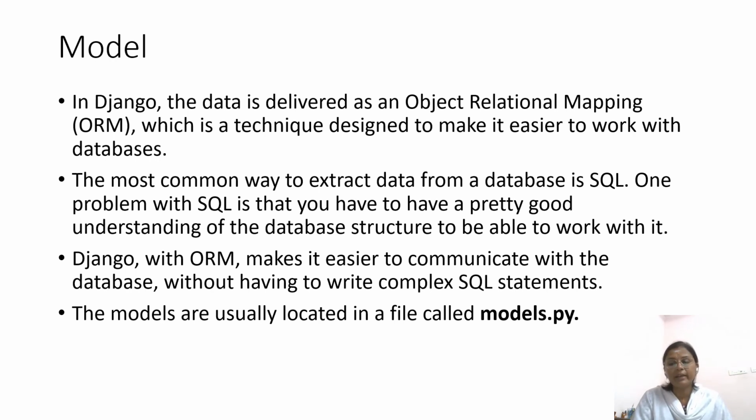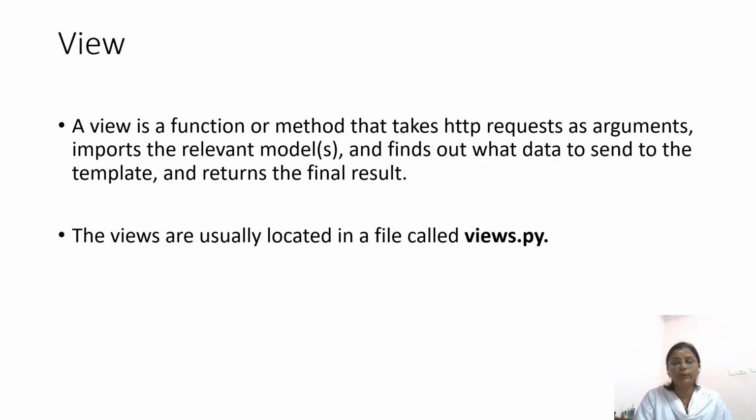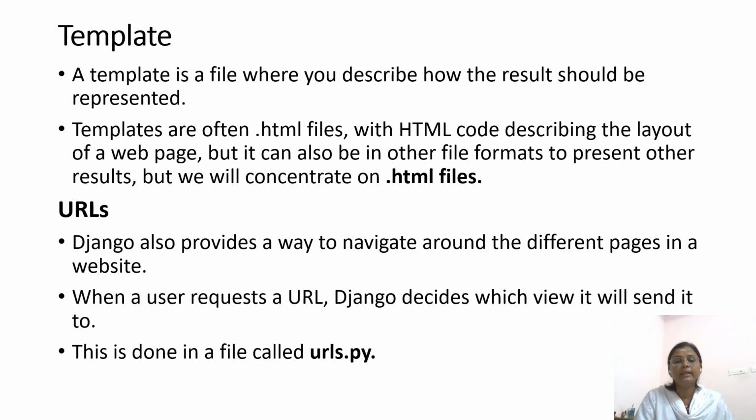That way, we can create the particular features. Then view. View means, as I already said, it takes the request and arguments relevant to what we want to design. These things are in the views.py. Then template. Template means what the user needs and how it should be presented in the panel. This is done in the template model. The templates are stored in the template files.